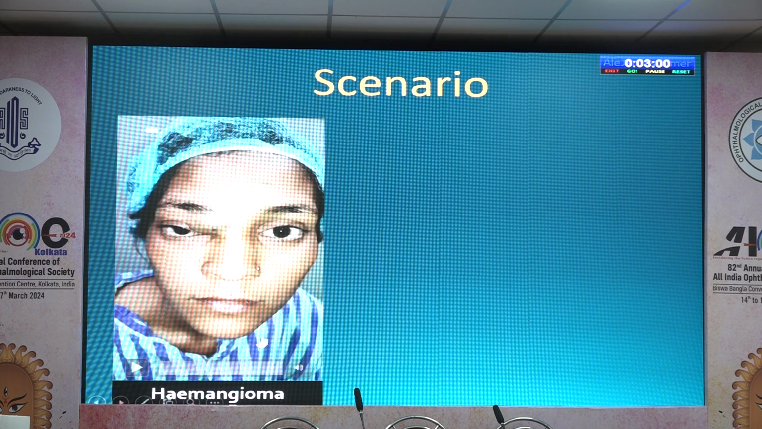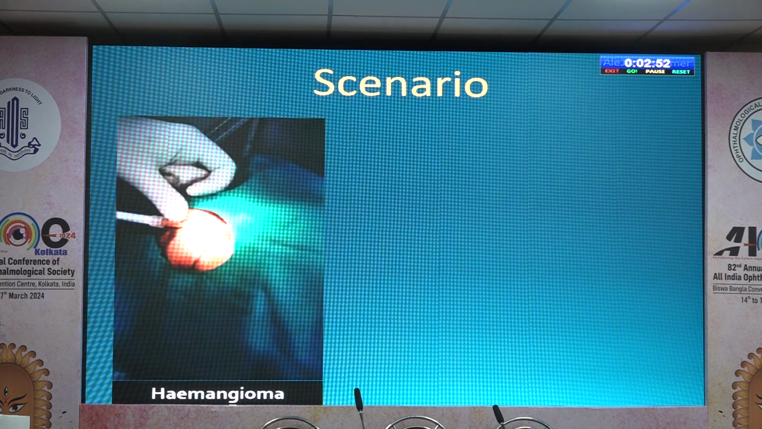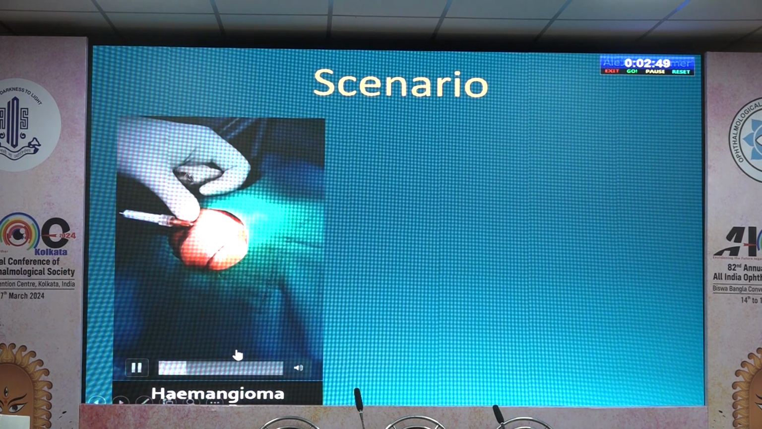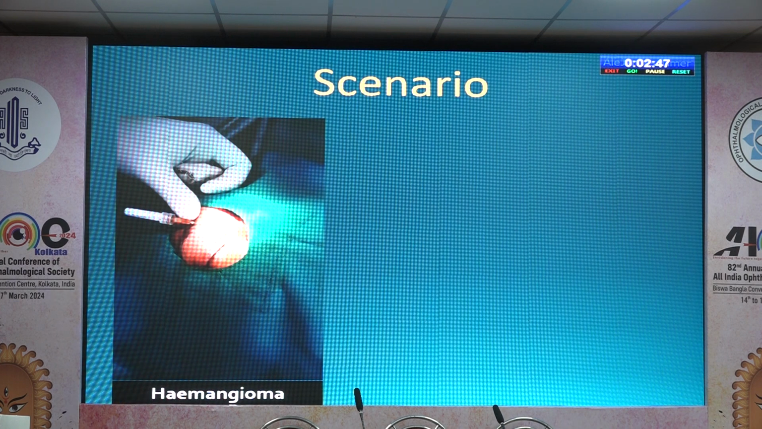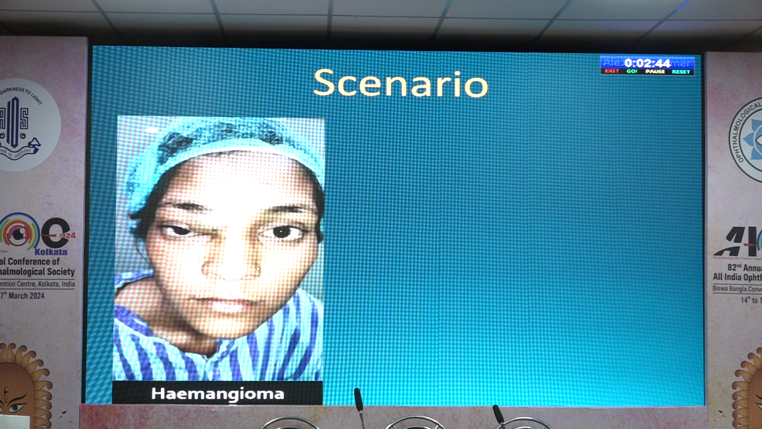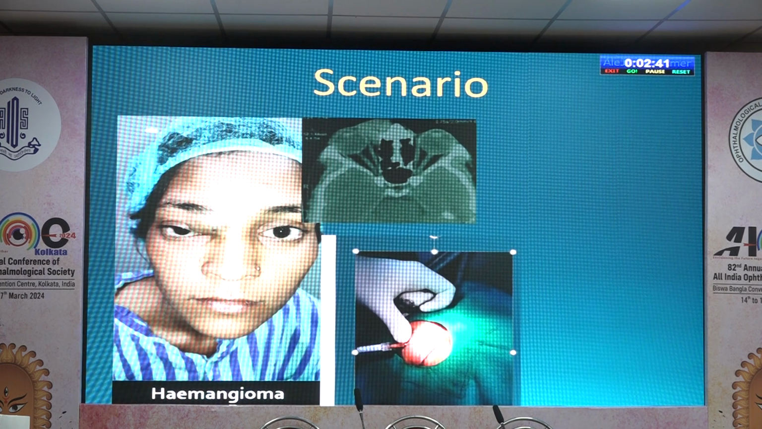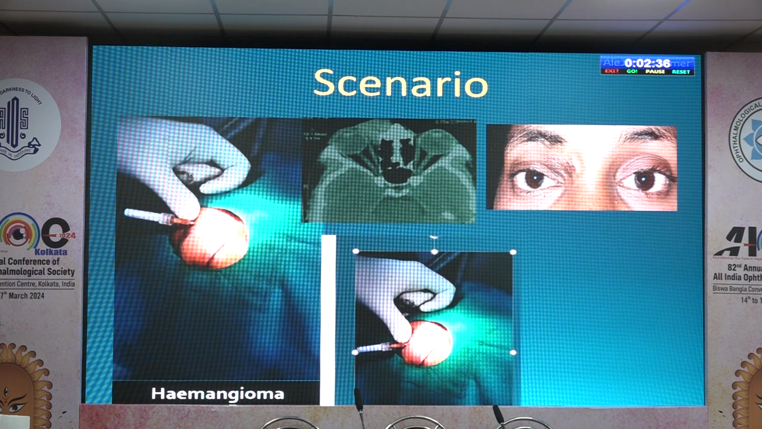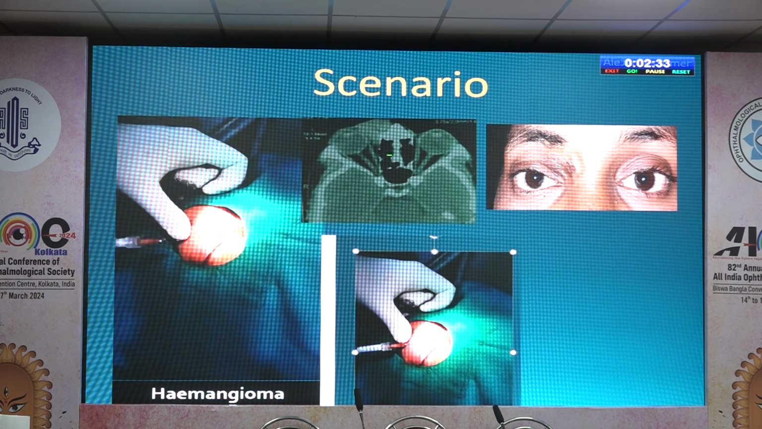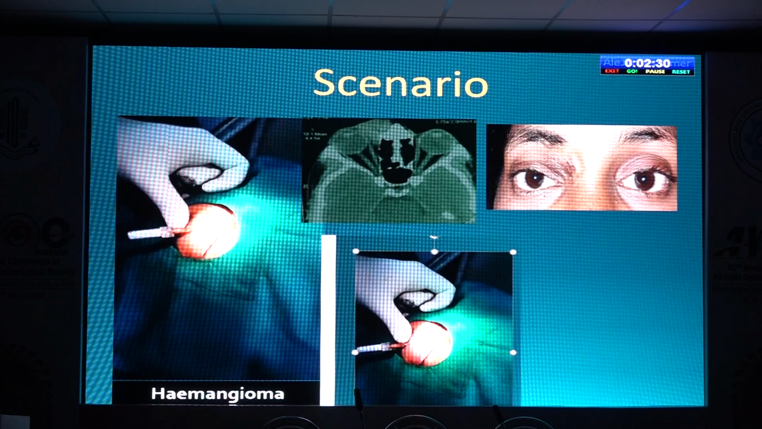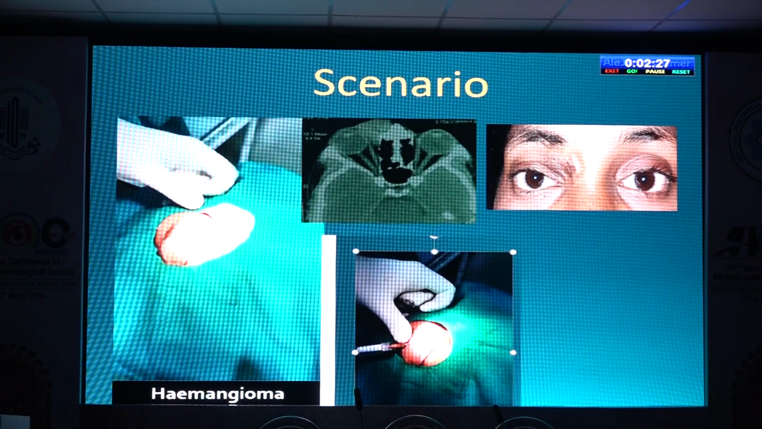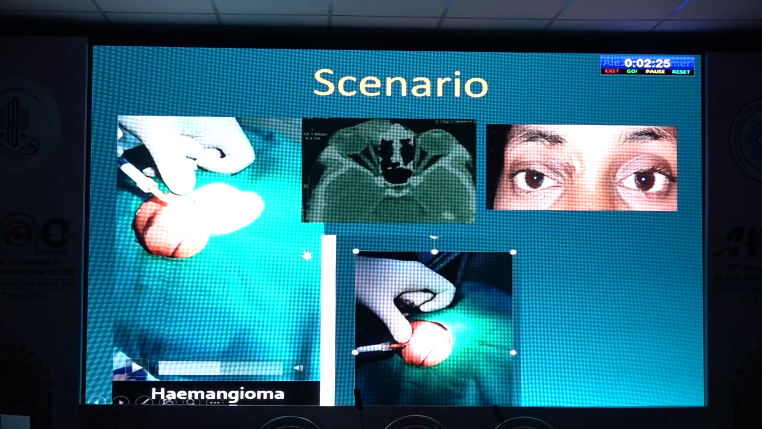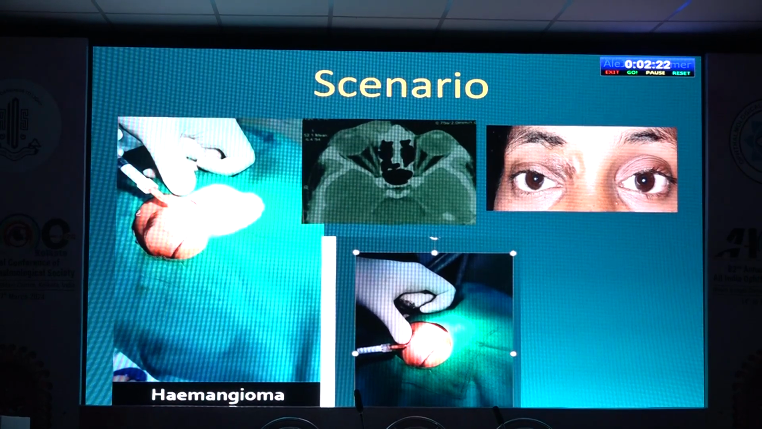Another case, this is also quite obvious what we are dealing with. This is also a case of capillary hemangioma. The color, this intralesional injection we are giving, intralesional Kenacort. You can see the method how we do it. This is a capillary hemangioma. After giving 2 injections, the condition resolved almost, you can see.